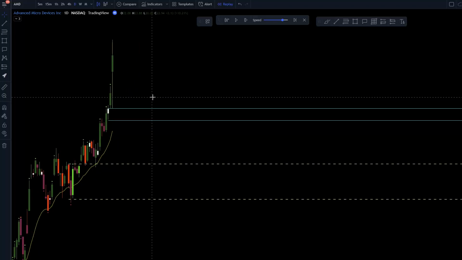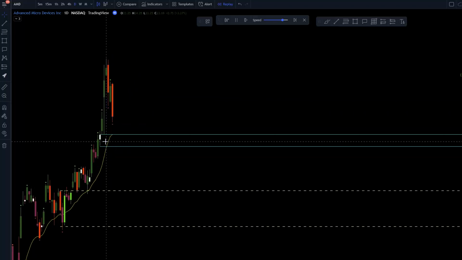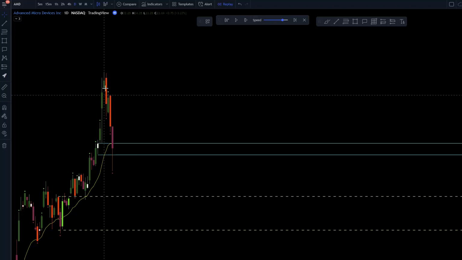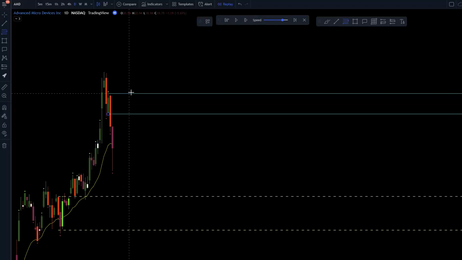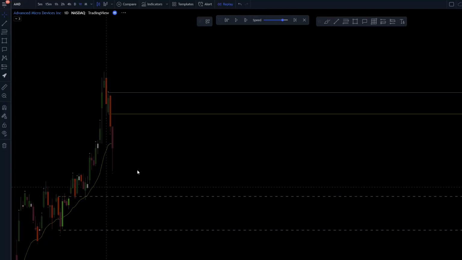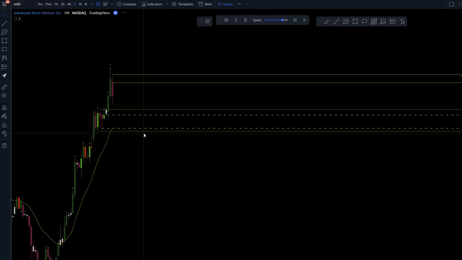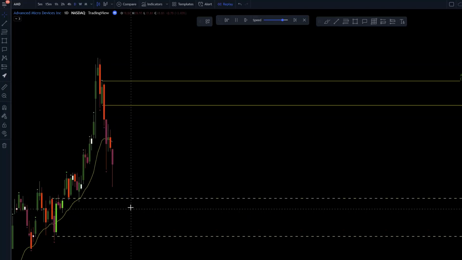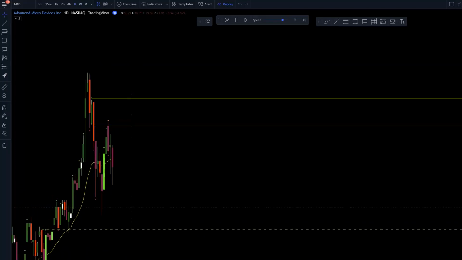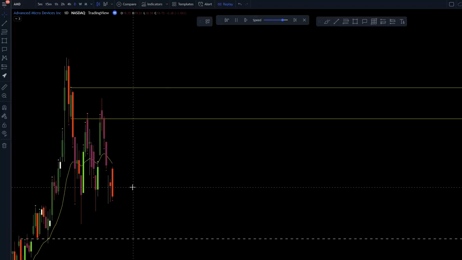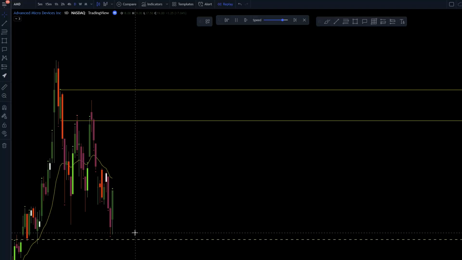I would have missed this trade here. There was this spike, which is not good. Let's see now the next one. We are expecting the trend to continue soon. Let's see.